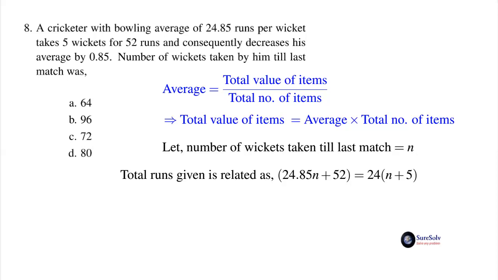24.85n plus 52 equal to 24 times n plus 5, or 0.85n equal to 68, or n equal to 6800 by 85 equal to 80. Answer is option D, 80.